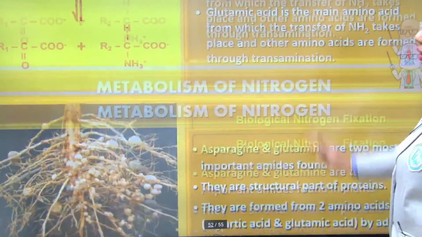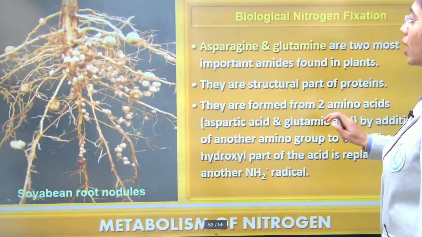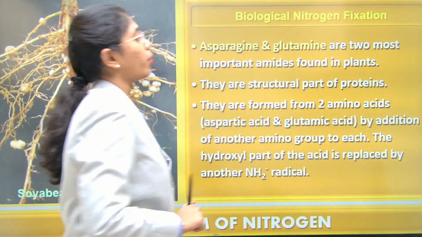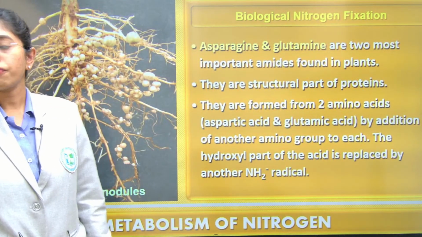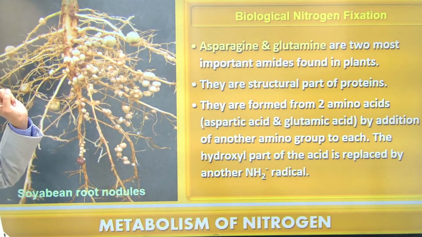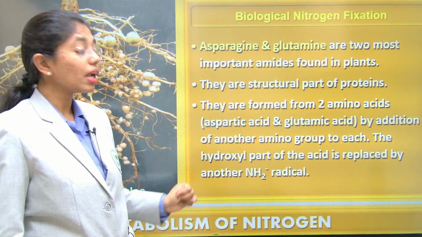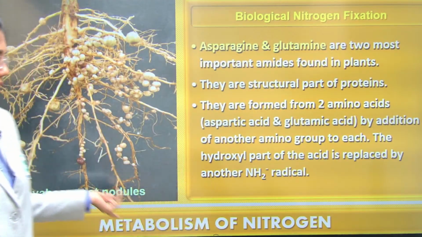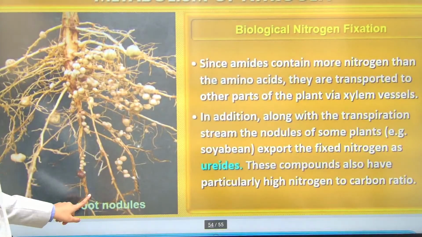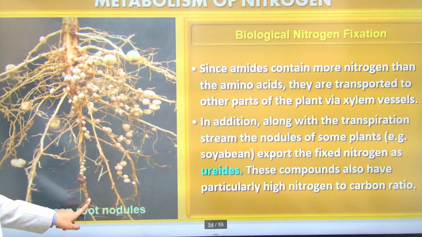the process of transamination. Here at last, asparagine and glutamine are the two most important amino acids which are found in plants. They are the main structural part of the proteins. Here we have two amino acids, aspartic acid and glutamic acid. So we have two steps. One is reductive amination, the other is the transamination process.